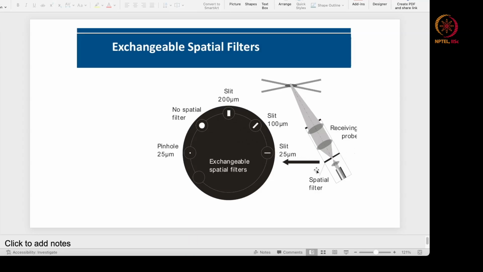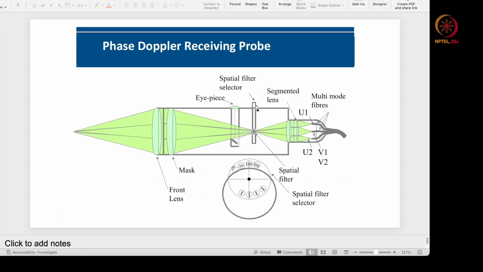So this spatial filter is placed in the receiving part. When you receive the light from that measurement volume, before you focus it on your fiber optics or your photomultipliers, you use a spatial filter in the path. This spatial filter can be no filter at all, or it can have slits of different kinds, and it can even have a pinhole. All these filters are routinely used, and this is the spatial filter selector.